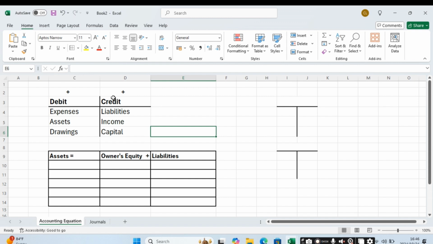Coming to the credit side, all the accounts under the credit side are also increasing. Income, if you see an income on the credit side, it is increasing. Asset, if you see an asset on the debit side, it is increasing. All these accounts under the debit side, if you see them on the credit side, it means they are decreasing. Vice versa, if you see your capital on your debit side, it means it is decreasing.